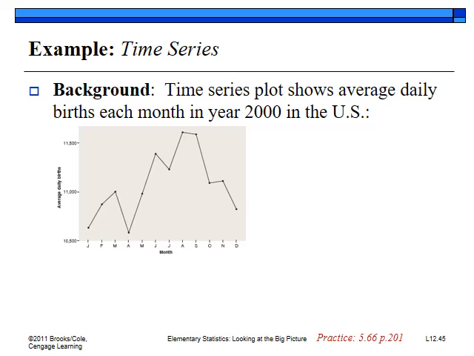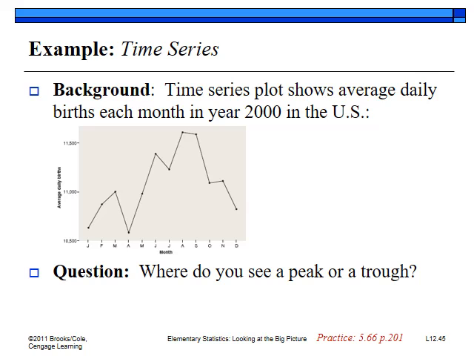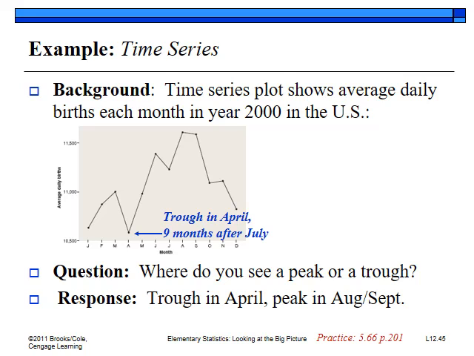For example, this time series plot shows average daily births each month in the year 2000 in the United States. Do you see a peak and a trough? Certainly there's a trough in April, which happens to be 9 months after July. So we might infer that fewer conceptions occur in July. And there's a peak around August and September, which is 9 months after the December holidays. So conceptions are up at that time of year.